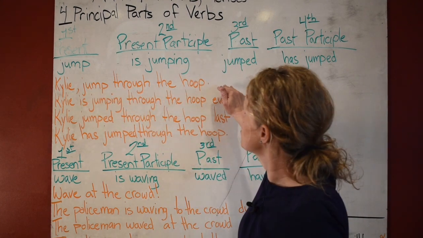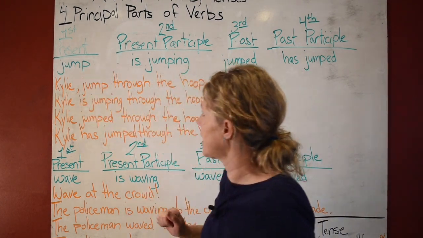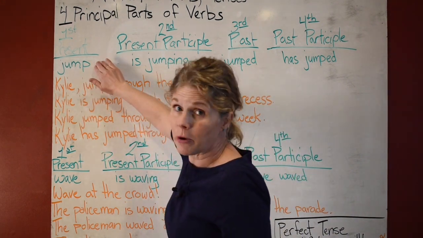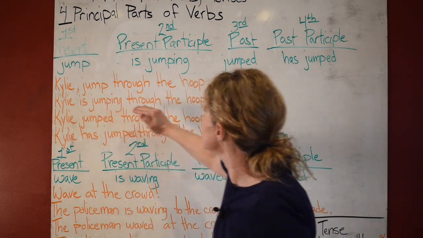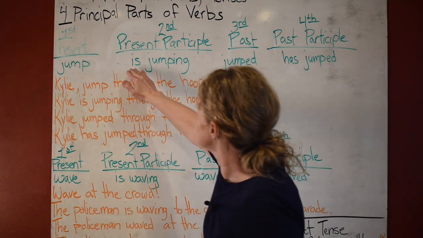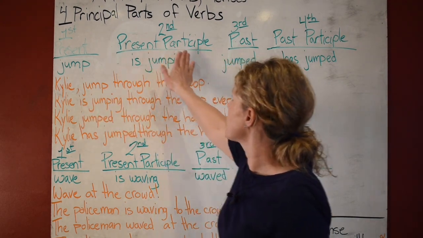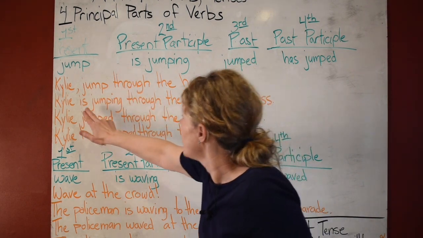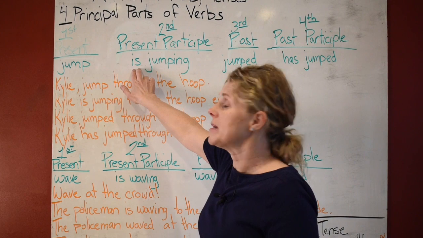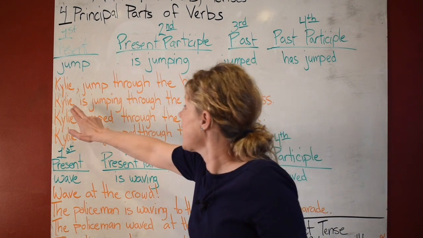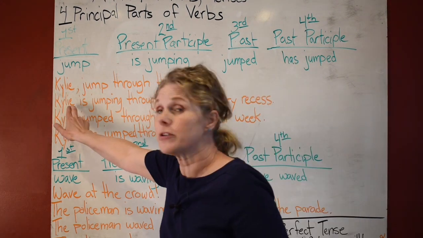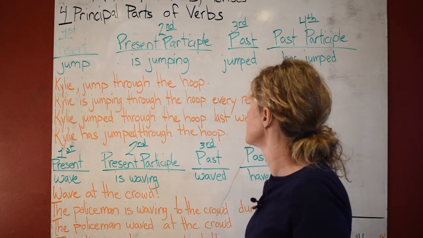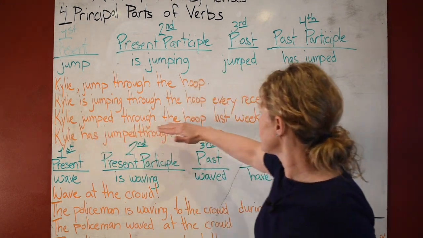Kylie, jump through the hoop. See right here, jump stands alone. It doesn't need any helping verbs. It is in the present. Kylie is jumping through the hoop every recess. See, is jumping. When you're using a present participle as a verb, you need to have your auxiliary verb to help you. She is jumping. Now I made this be in the present. So we'll change your auxiliary verb depending on if your subject is plural, then your auxiliary verb needs to be plural, right?